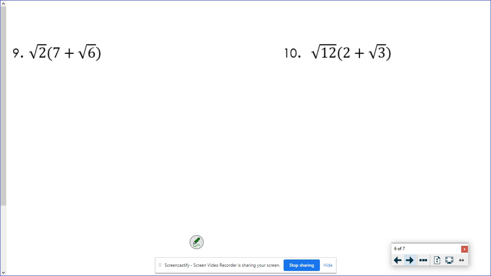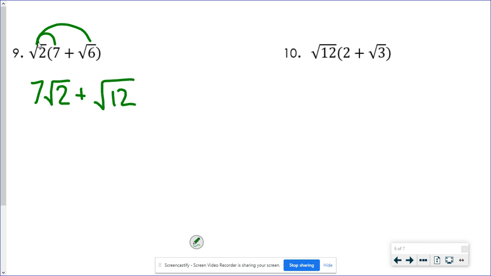And for this distribution, rad 2 times 7, remember the 7 is just a regular number, so it's going to stay on the outside. 7 rad 2. These are both radicals. So rad 2 times rad 6 could be rad 12. However, we can't stop there. Not just because they both have radicals. The radicals don't match. I can't combine these.